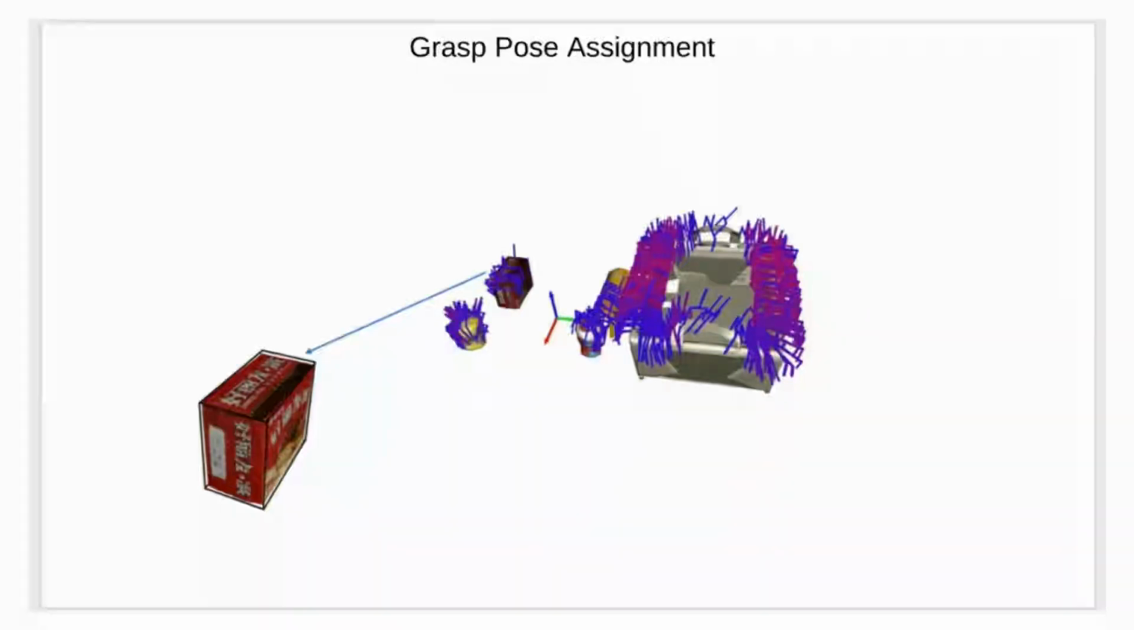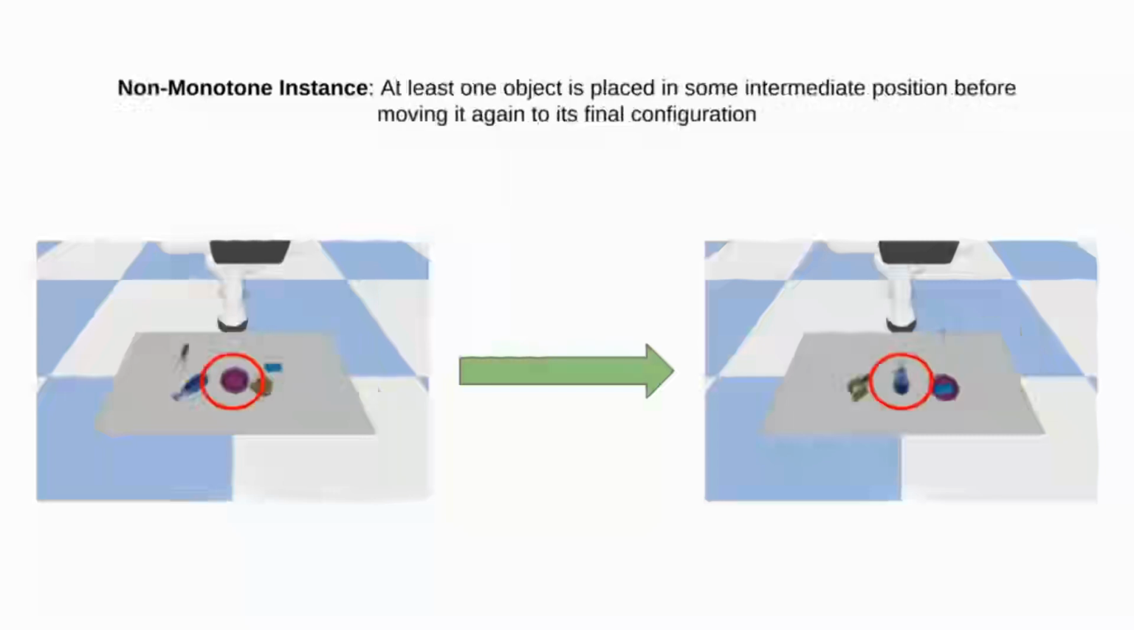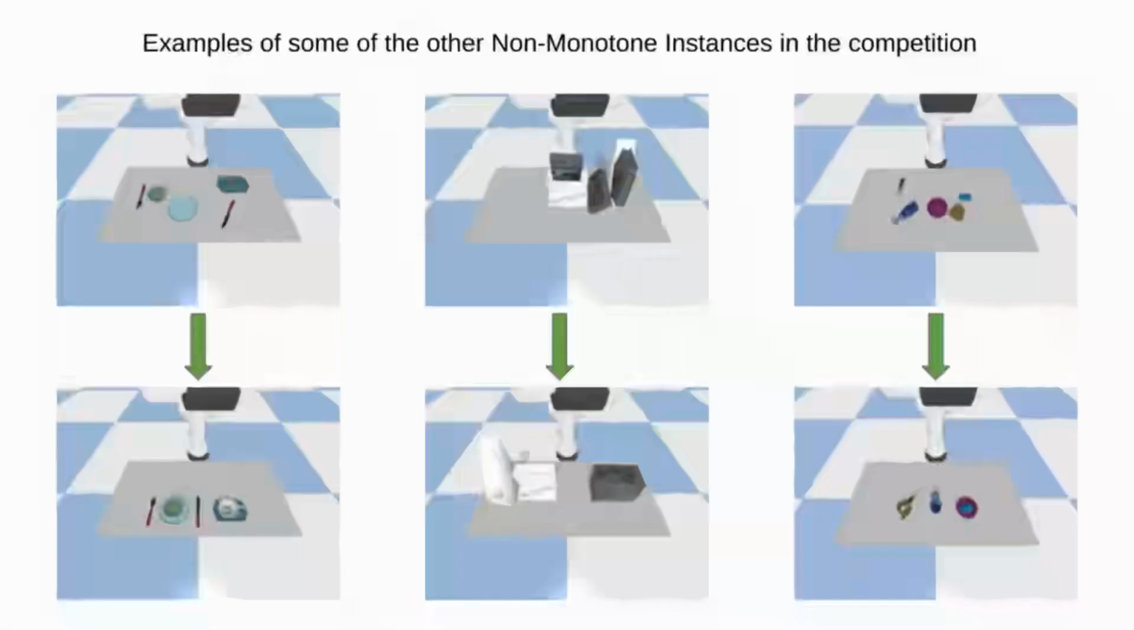The monotone instances are those instances where all the objects are moved at most once to reach the final scene configuration. Non-monotone instances are where at least one object is placed in some intermediate position before moving it again to its final configuration. For example, suppose some other objects partially or wholly occupy the goal position of the current picked object. In that case, the robot must place the object in an intermediate position until the clutter at its goal pose is cleared out. We have seen a good number of non-monotonic instances in this competition, so we came up with a planner that considers such instances.